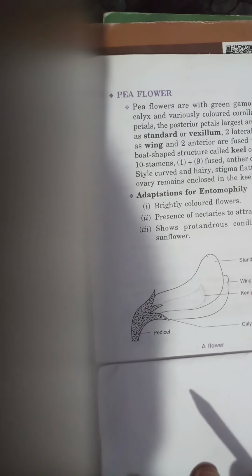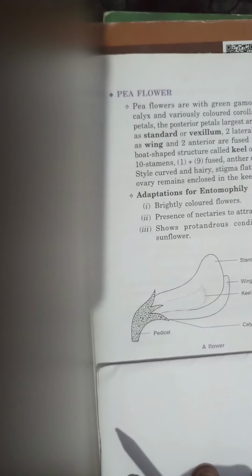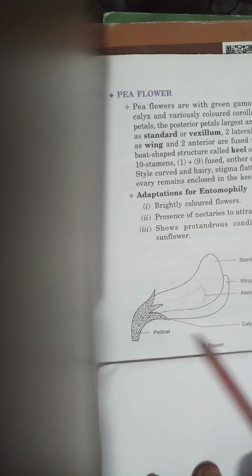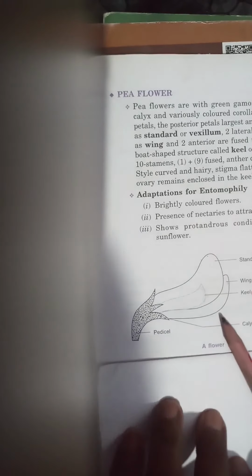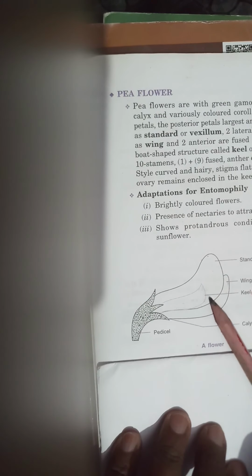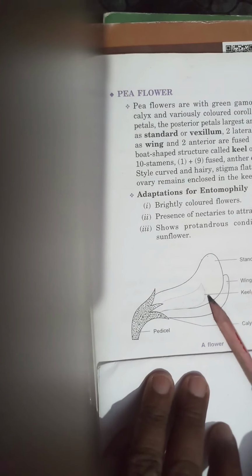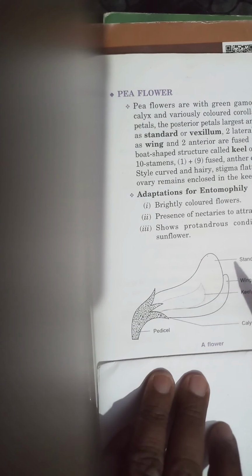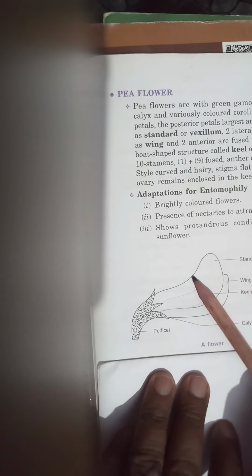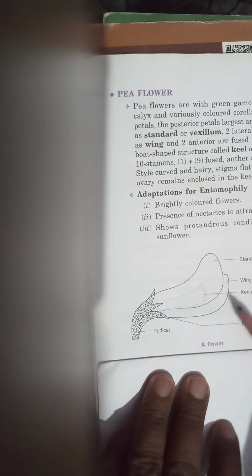Now we will discuss another pollination, that is insect pollination. For this I have taken the flower of pea. You can see the flower of pea here. Pollination in pea plant is done by insects. Pea plant has large standard petals. You can see these are the large standard petal. Two lateral wings are there. You can see this wing region.